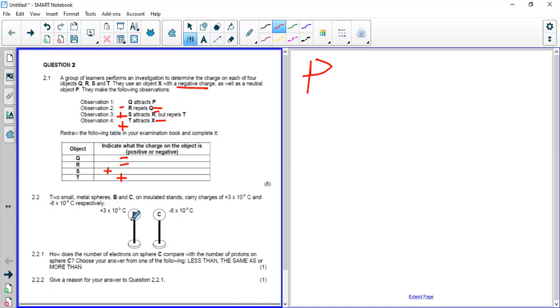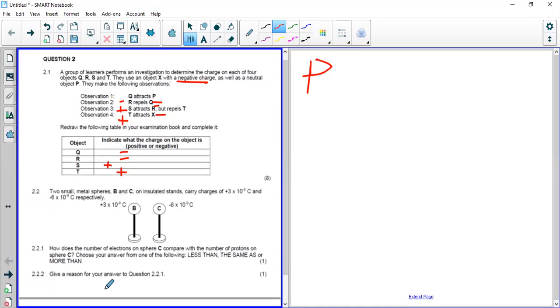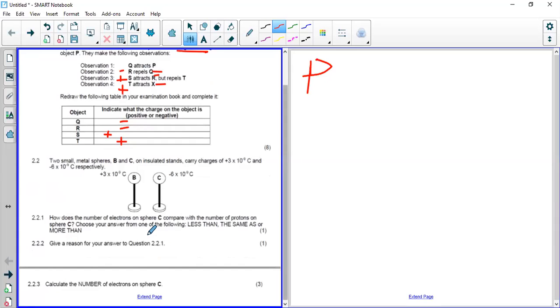Okay, then the next one that I wanted to explain here. I think we spoke about this, but let me go through it for the benefit of people who are not here. Two small spheres, B and C, on insulated stands carry charges of 3 times 10 to the power negative 9 coulombs and negative 6 times 10 to the power negative 9 coulombs respectively. So one is positive because of the plus, and the other is negative because of that minus.